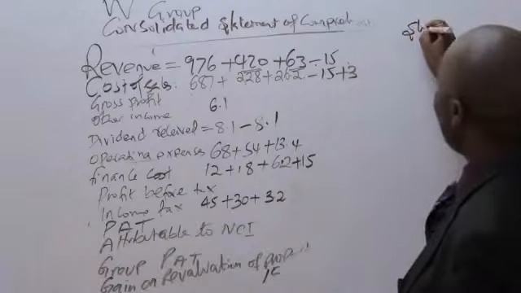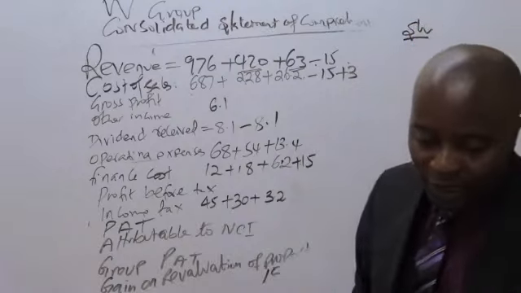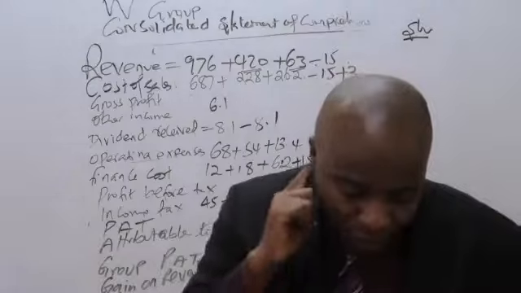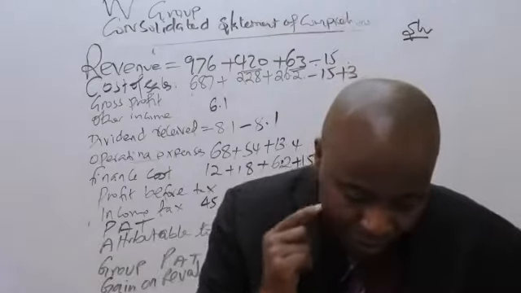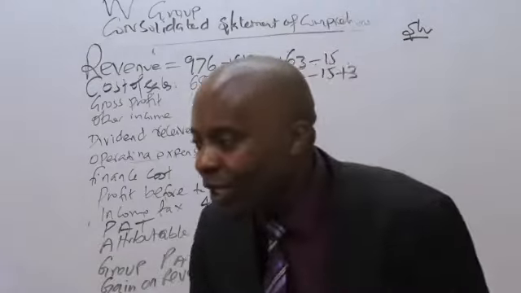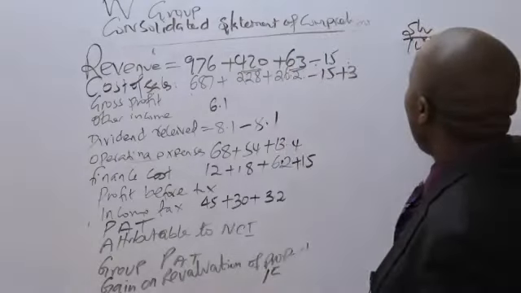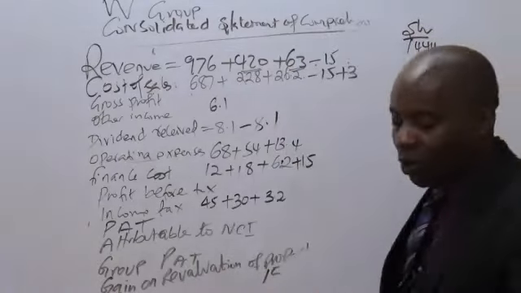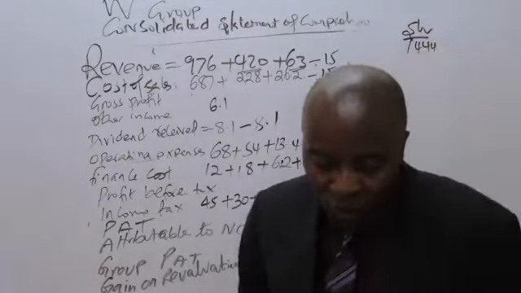We have here shillings. I'm waiting to get these figures from you. What is the consolidated revenue? 1444, quite a beautiful figure. Go to cost of sales. What is the consolidated cost of sales?